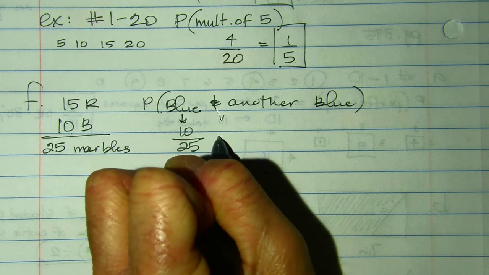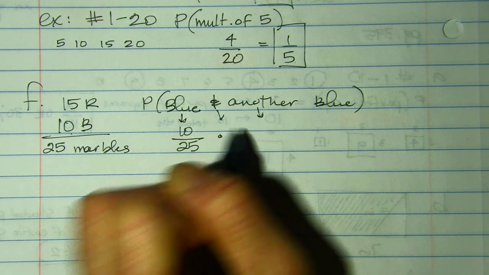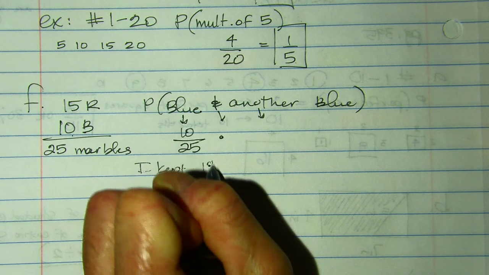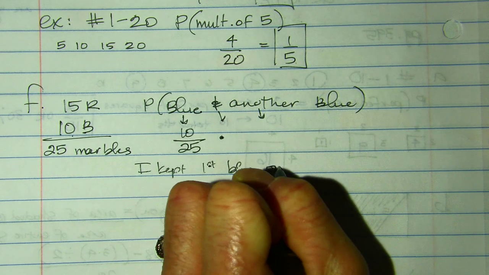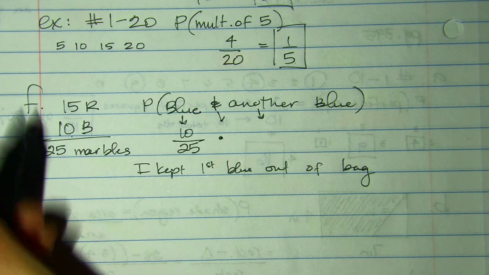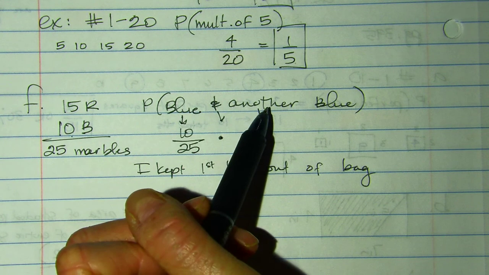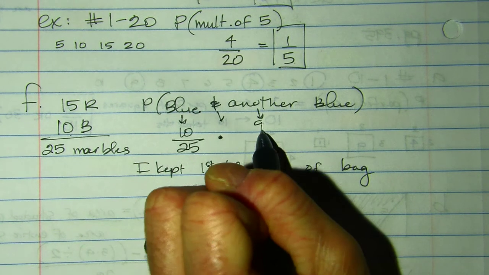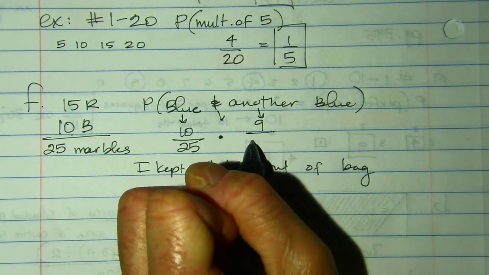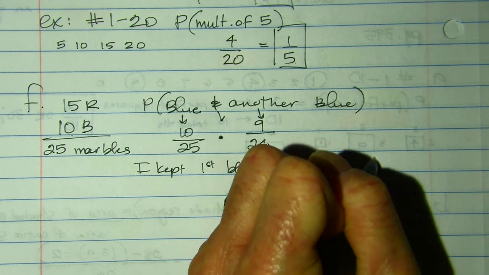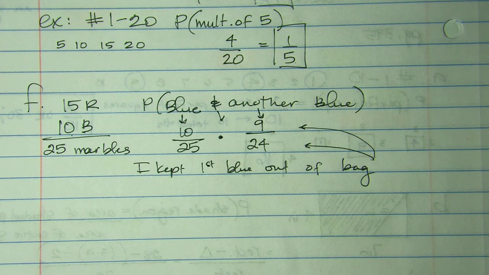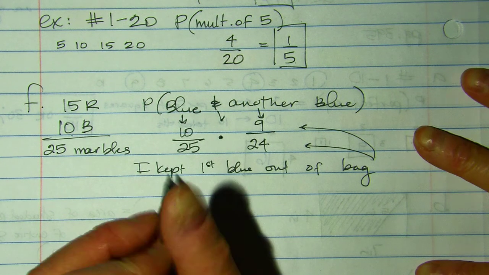And that means I'm going to multiply. Another blue. Now, I kept the first blue out of the bag. So are there 10 blues still in the bag? No, now there's only 9 blues because I kept the first one. Okay? And that also decreases my total. Now there's only 24. So that is why that second fraction changes. Okay? So now I'm going to reduce these.